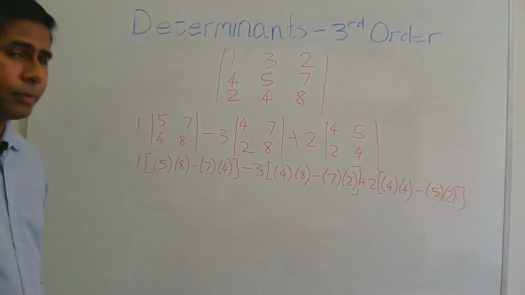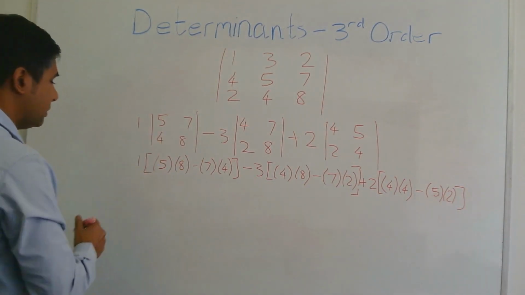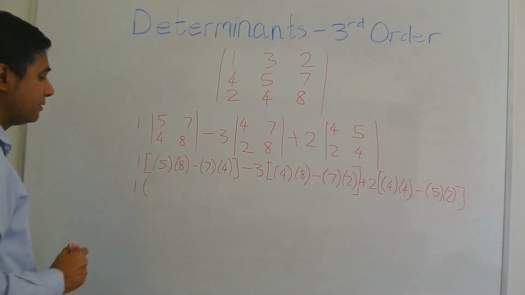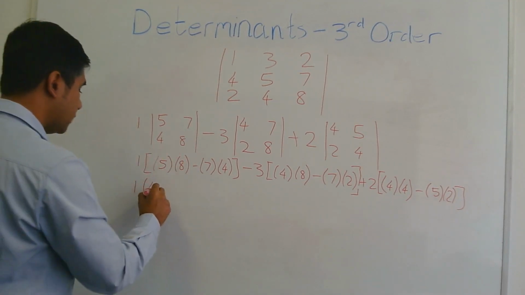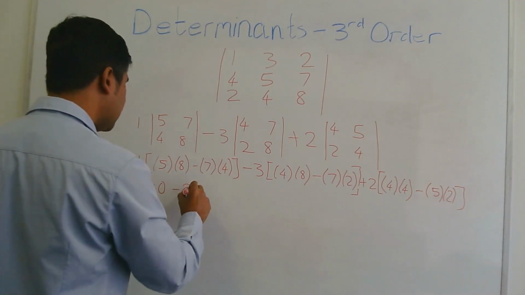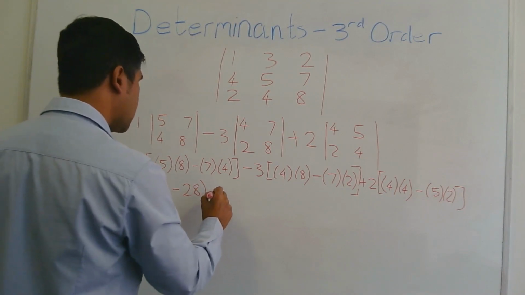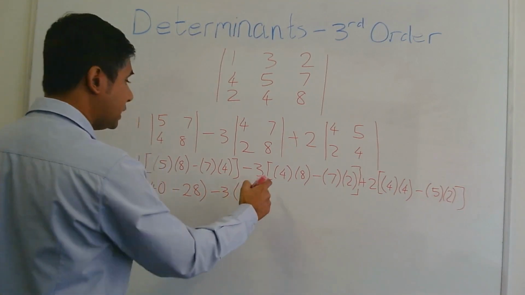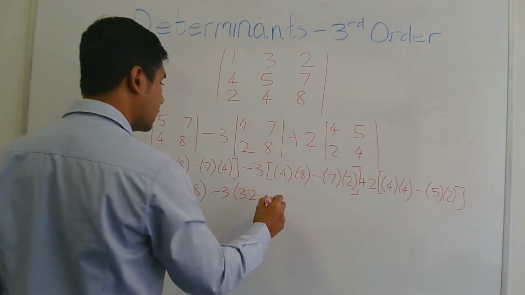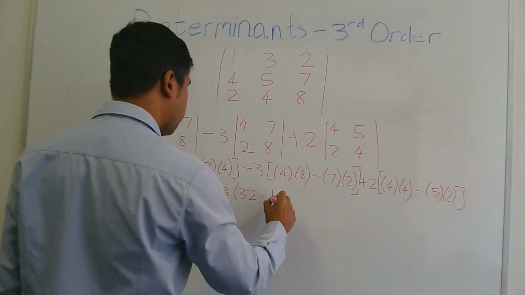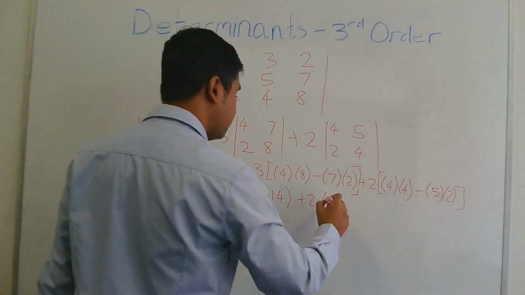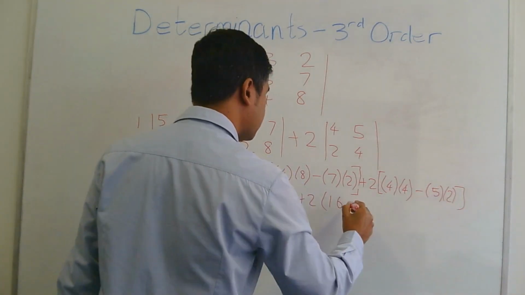So we just evaluate this. It's a simple matter of just multiplying. So we have 1 and into 5 times 8. 5 times 8 is 40. And minus 7 times 4, which is 28. Then we have minus 3 into 8 times 4, which is 32. And then minus 7 times 2, which is 14. Then we have plus 2 into 4 times 4, which is 16, and then 5 times 2, which is 10.